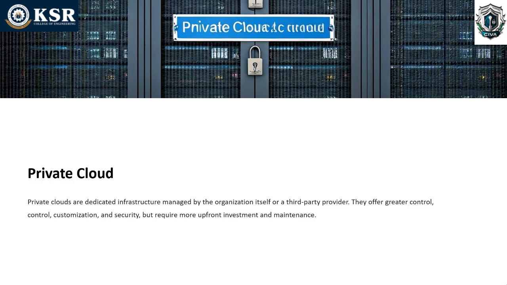Private cloud. In a private cloud, the infrastructure is used by a single organization. It can be hosted on premises or managed by a third-party provider. The private cloud offers great control, security, and customization, but it also requires more investment and maintenance. That means a private cloud is like owning your own house. It is secure and customizable, but you are responsible for the costs and maintenance. For example, a bank or hospital often uses a private cloud to store sensitive customer or patient data securely within its own controlled network.